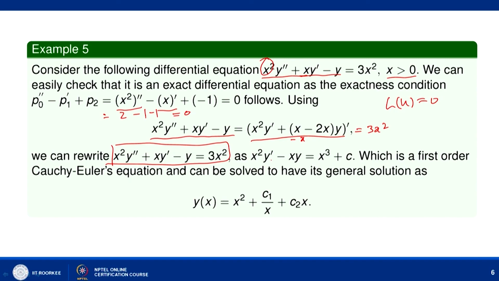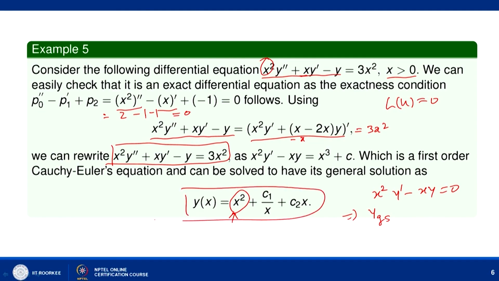we can solve it by first solving the homogeneous problem, that is x square y dash minus xy equal to 0, and finding the general solution here. So once we have the general solution and a particular solution, which we can check is x square in this case, we can write the general solution as y of x equal to the particular solution, that is x square, plus the solution of the homogeneous part, that is c1 by x plus c2x. So the general solution is given by this.